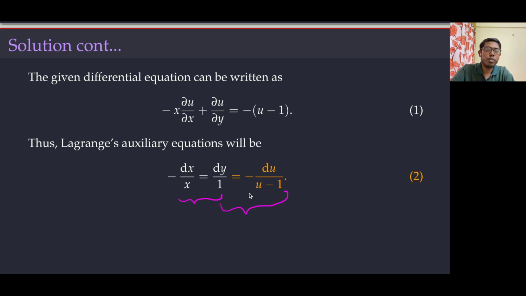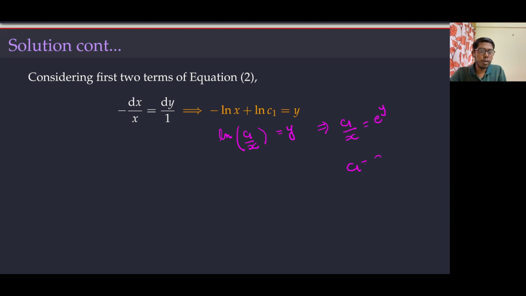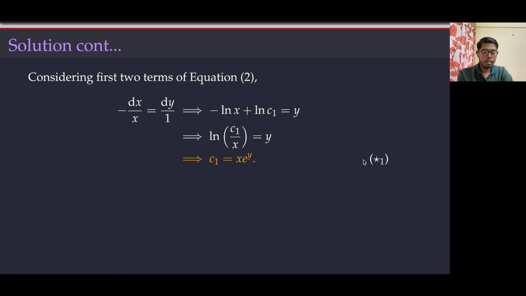Let's consider the first two terms: minus dx by x equals dy by 1. Now integrate this. We get minus ln x plus the constant ln c1 equals y. I can write this as ln of c1 by x equals y, and therefore c1 by x equals e to the y, and therefore c1 equals x e to the power y. So this is my first constant, c1 equals x e to the power y.